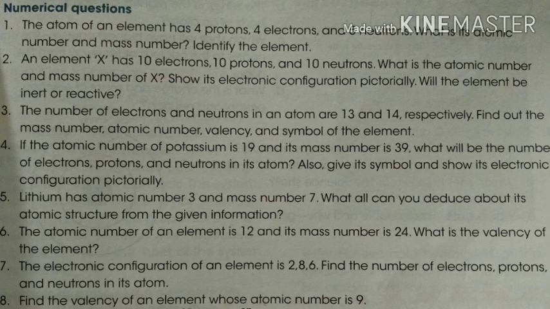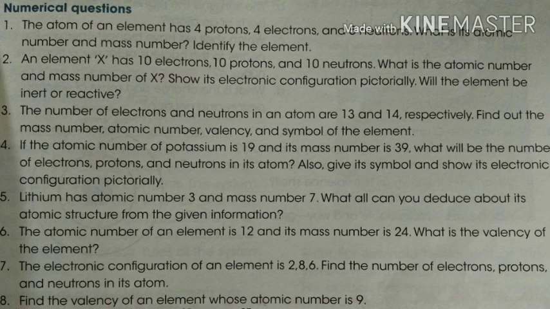The second question is, an element X has 10 electrons, 10 protons and 10 neutrons. What is the atomic number and mass number of X? You know that atomic number is the number of protons. Since it has 10 protons, its atomic number is 10. Its mass number is equal to number of protons plus number of neutrons. 10 plus 10 equal to 20.